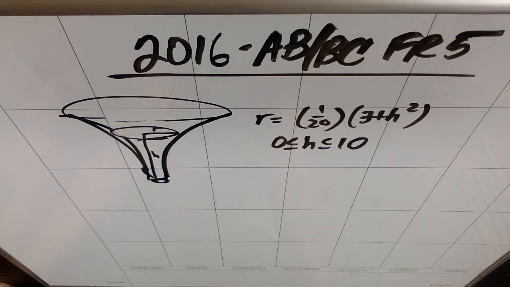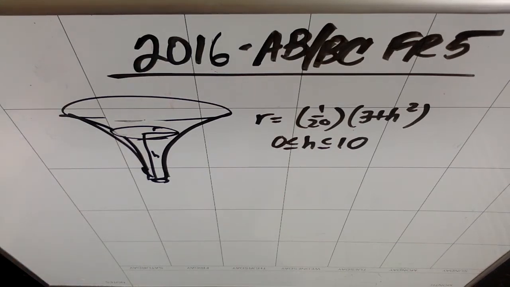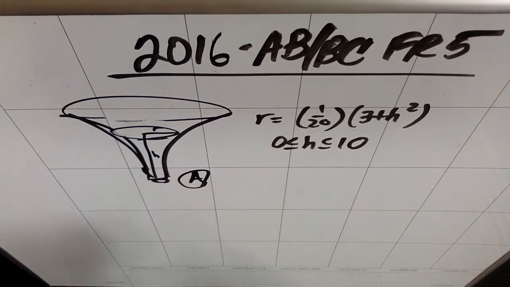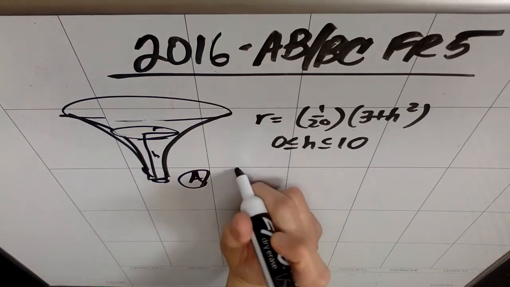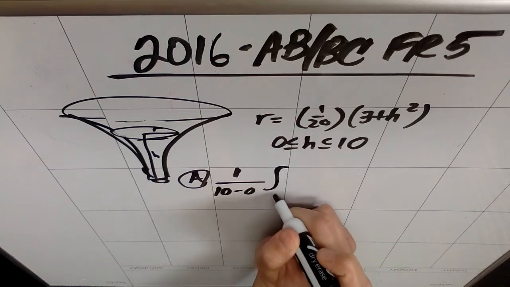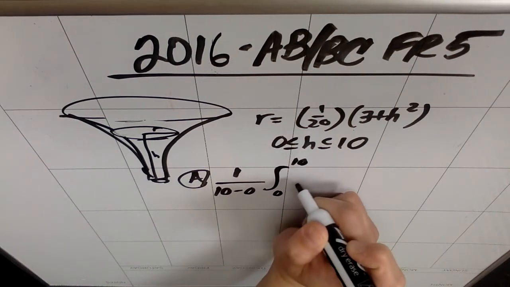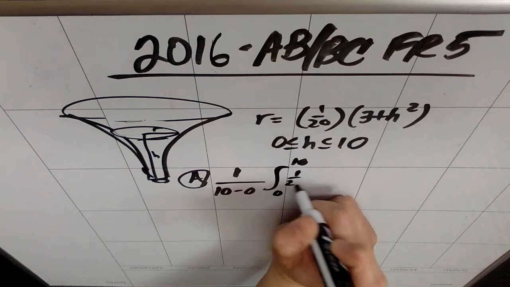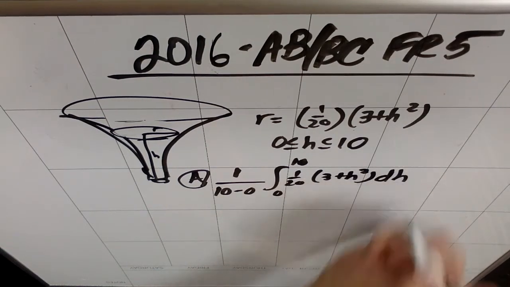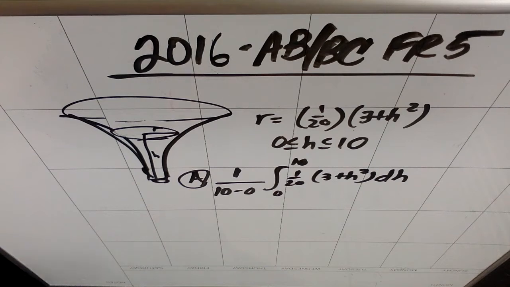Part A, find the average value of the radius of the funnel. Okay, so this involves us knowing the formula for average value of anything, right? The average value of a function is to integrate the function over the interval and divide by the width of the interval. So 1 over 10 minus 0 would be dividing by the width of the interval. And we're going to integrate from 0 to 10 of my radius, which is this 1/20th 3 plus h squared dh, right? Cool, so you want to make sure you set that up.